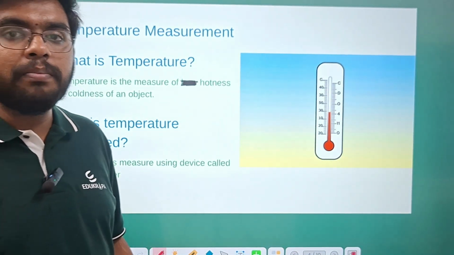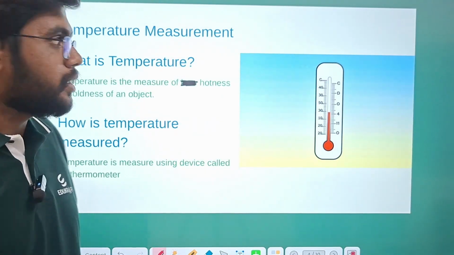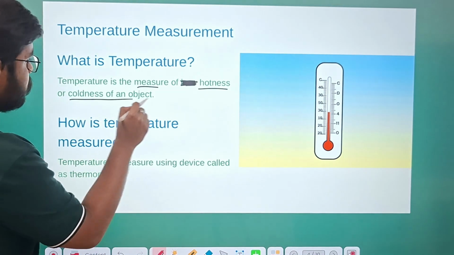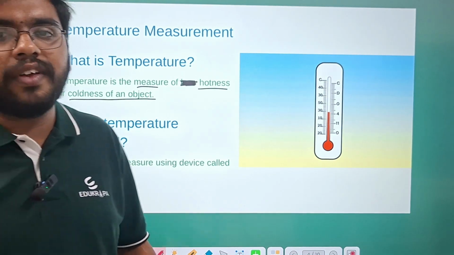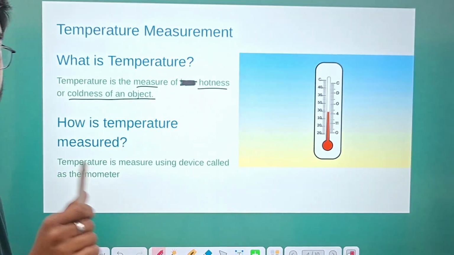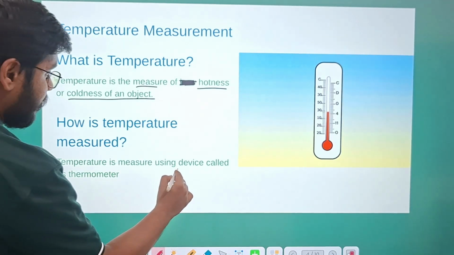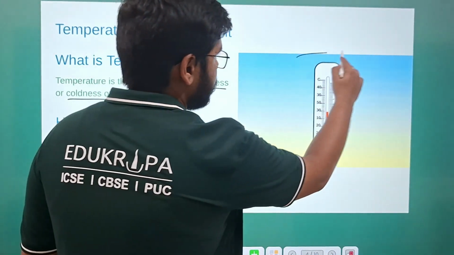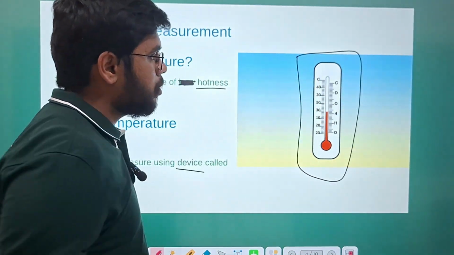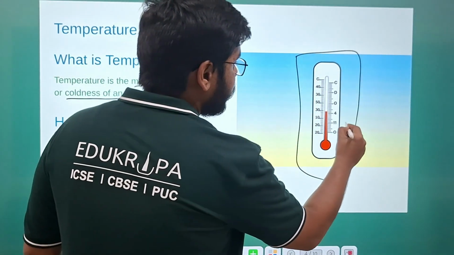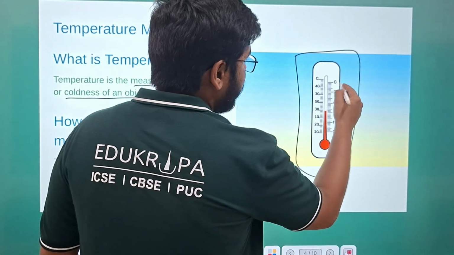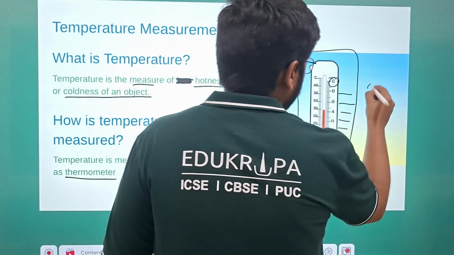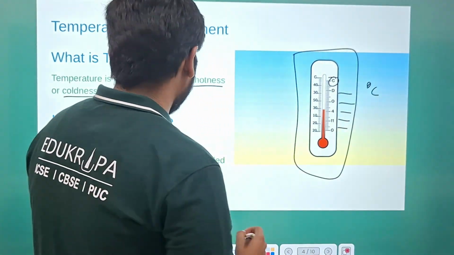Now, how do we measure temperature? First, what is temperature? Temperature is the measure of how hot or cold an object is, or the hotness and coldness of an object. We usually measure temperature using a device called a thermometer. This is just a pictorial representation of a thermometer. You will see certain readings inside it, and the unit of what we measure is degree Celsius.